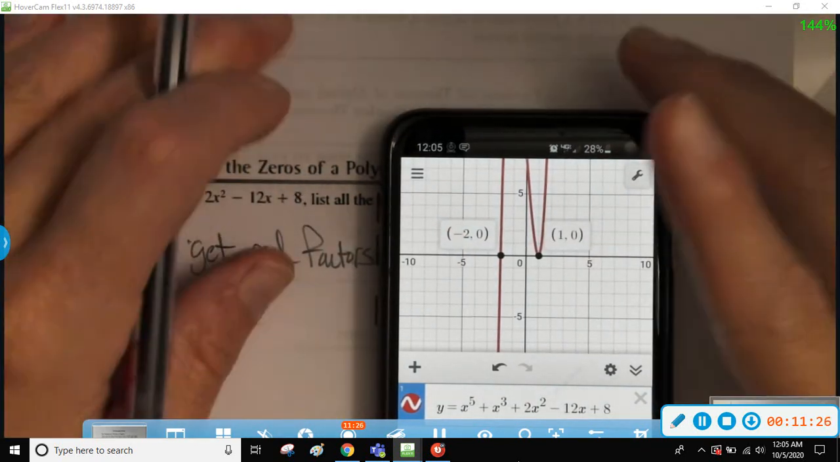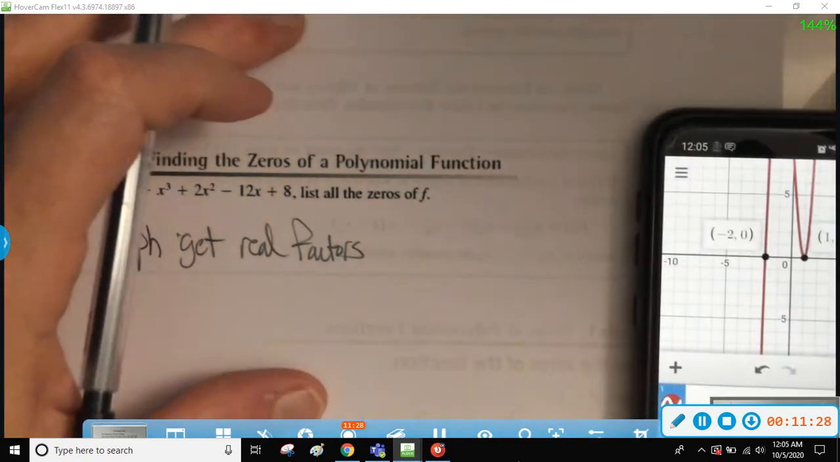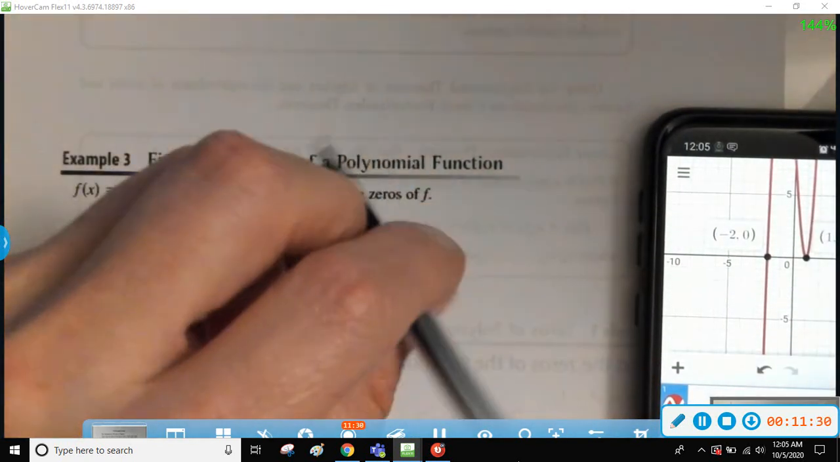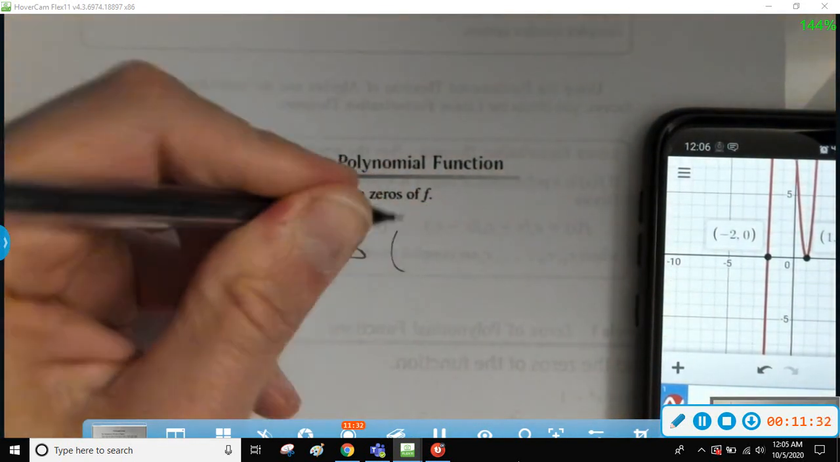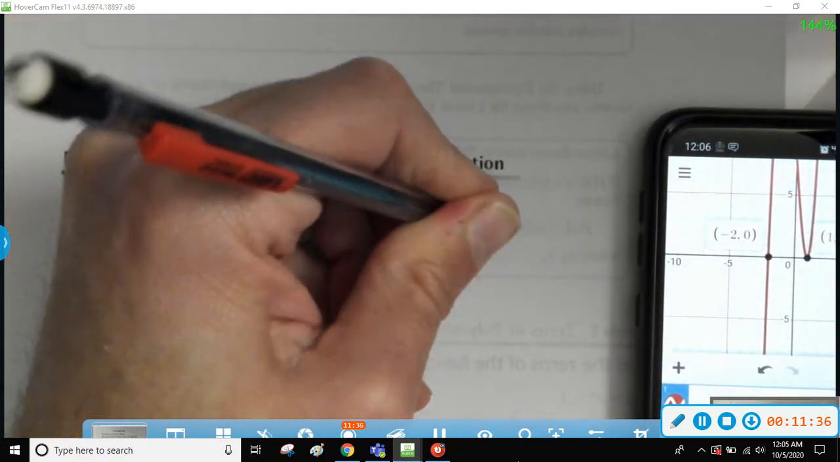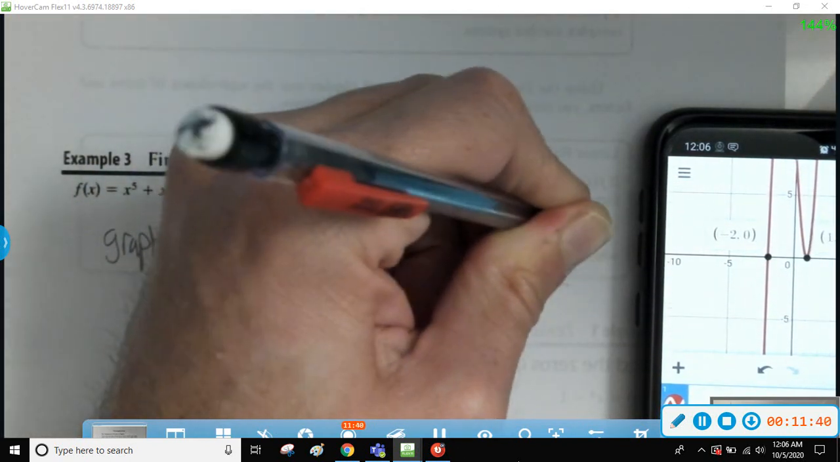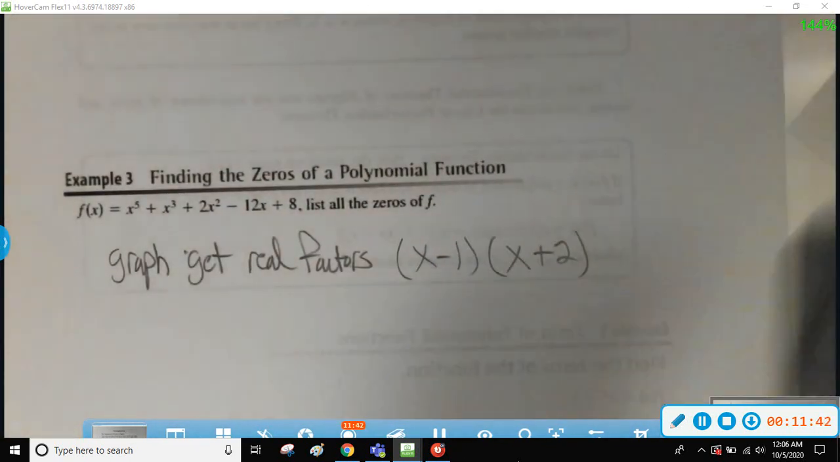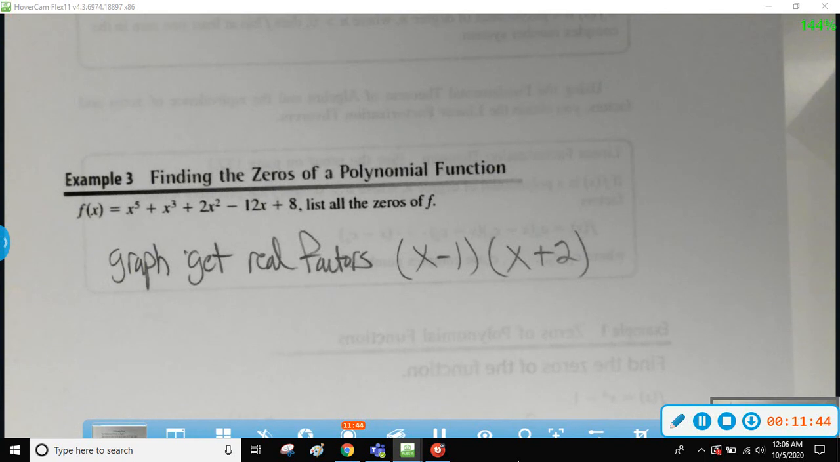Alright, so there's my graph, and I can see that I got 2 real factors here, and those zeros are at -2 and 1. So if I wanted to write those as factors, I'd write it like this. I'd write it as x minus 1, that's one factor, and x plus 2. Alright, so that's another factor. So those are my 2 factors based on graphing it and looking at the real zeros.